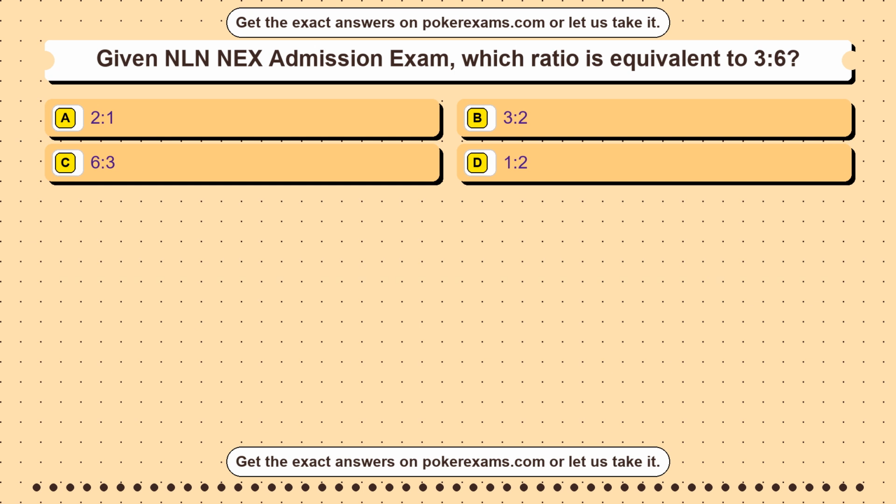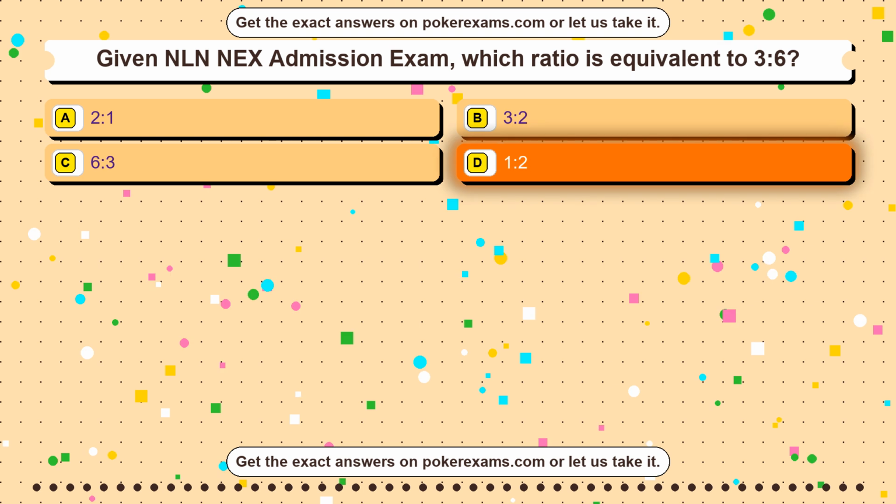Question 18. Given NLN NEX Admission Exam, which ratio is equivalent to 3:6? Option A 2:1. Option B 3:2. Option C 6:3. Option D 1:2. The correct answer is option D.